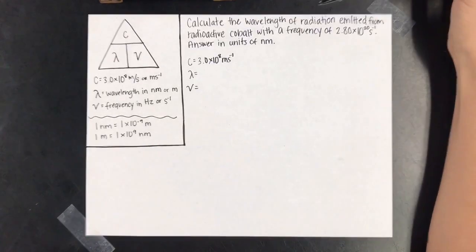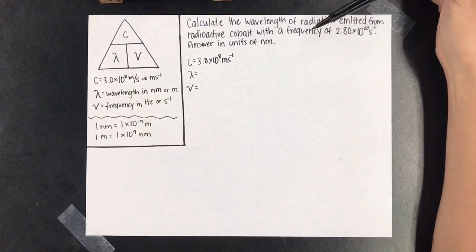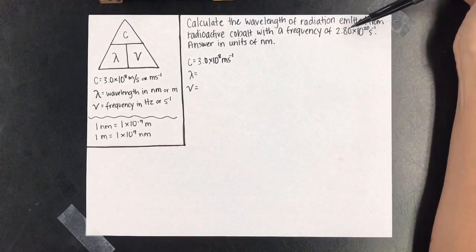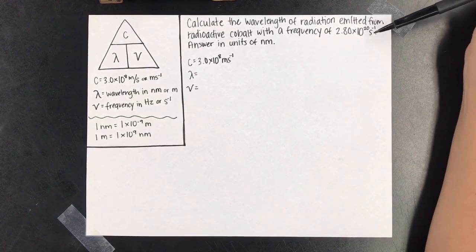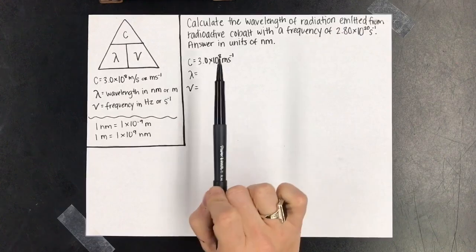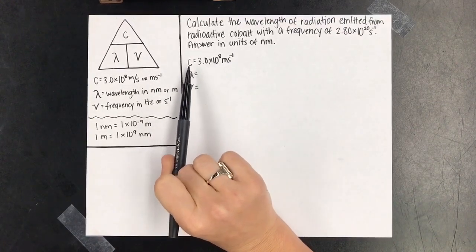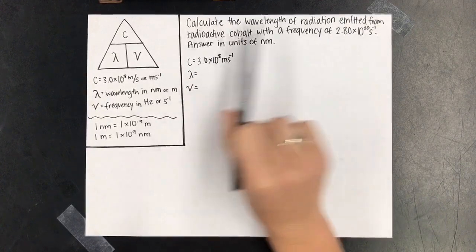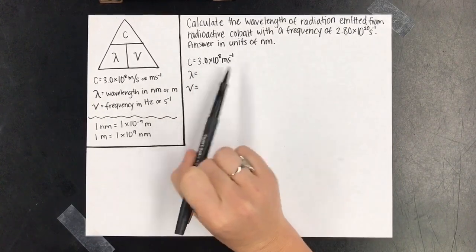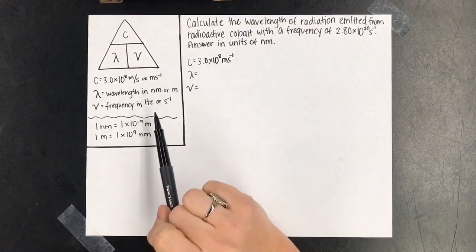It says calculate the wavelength of radiation emitted from a radioactive cobalt with a frequency of 2.80 times 10 to the 20th seconds negative 1. And again, it wants my answer in units of nanometers. Okay, so speed of light is always given to me. It's a constant. It never changes. So even though it's not mentioned in the problem, it's always the same number. So we already know this. We can go ahead and fill this out.